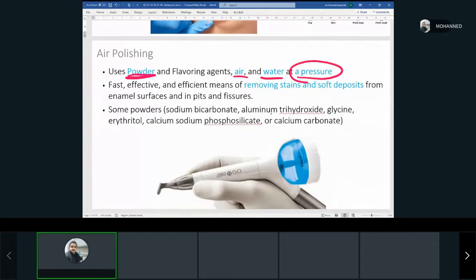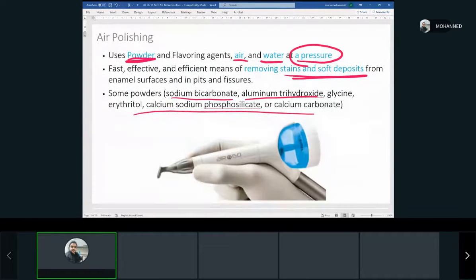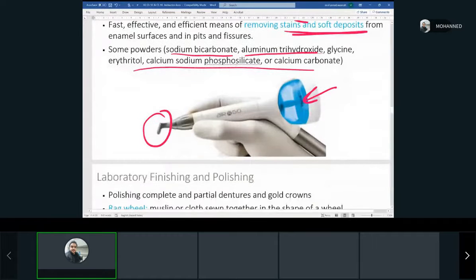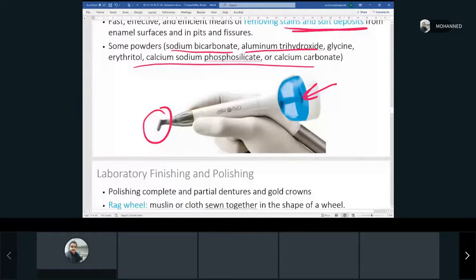Removing a lot of stains and soft deposits. Some powders that we use, sodium bicarbonate, aluminum, and then all of these kind of things. You don't have to memorize these, but it uses powder. And again, this is the device that we just looked at. The picture, you put the powder in here, and you can use it. And there are different systems out there to use that, but it's a good choice as well. Air polish.